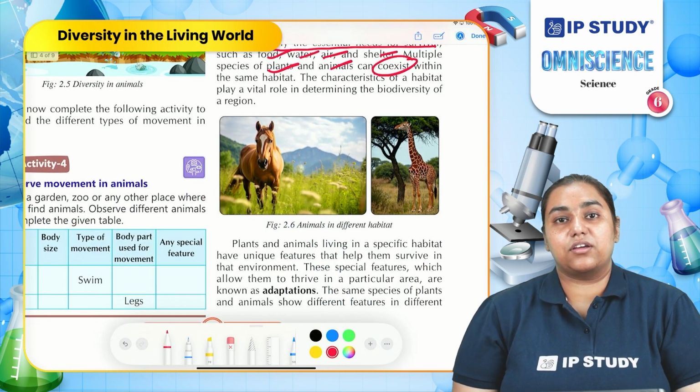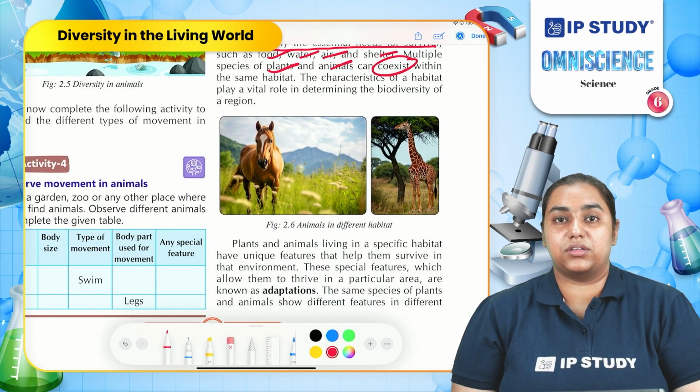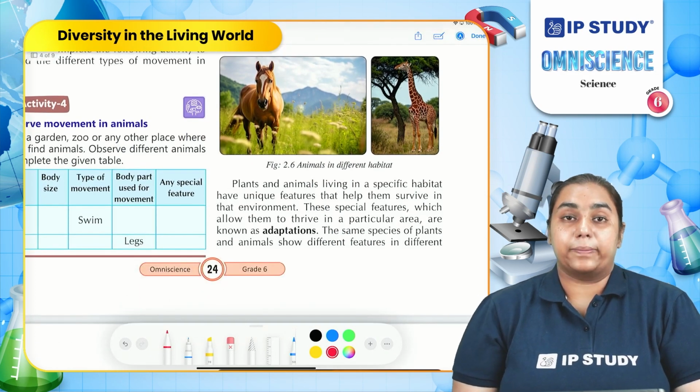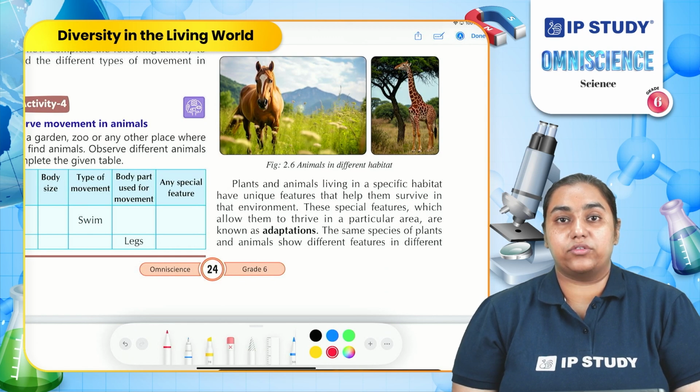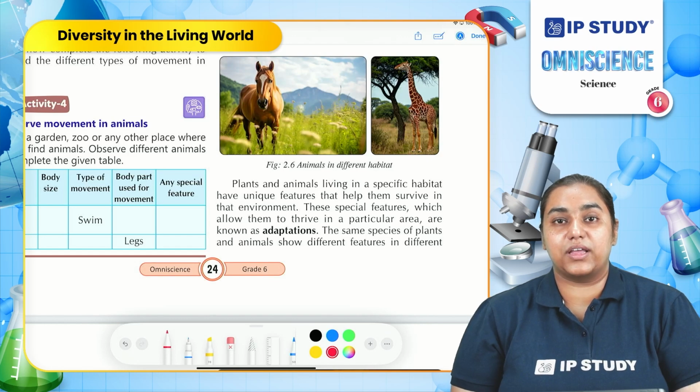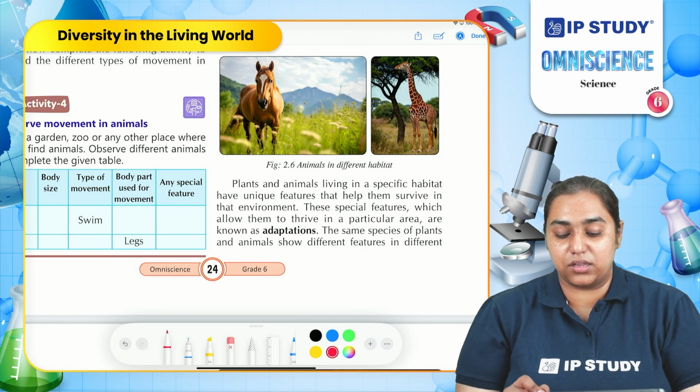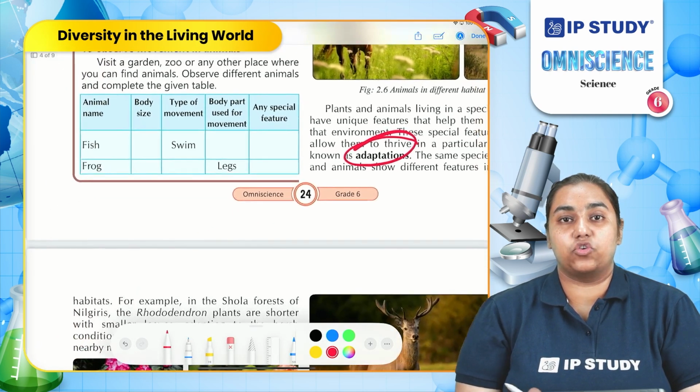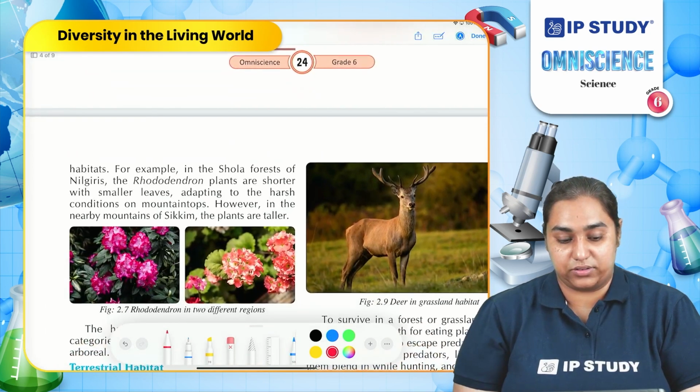The characteristic of one habitat can be different from other habitat. The impact of habitat is that to survive in a particular habitat, plants and animals develop certain characteristics. Based on those characteristics, those special features which allow them to survive in their habitat is known as adaptations. Different animals show different types of adaptations.